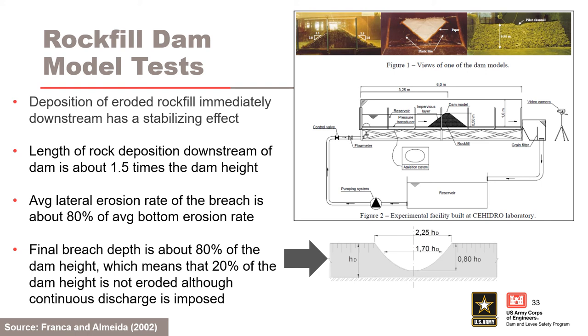The profile along the breach axis presents, at the upstream, a negative concavity, which corresponds to the flow control section. Afterwards, a positive concavity. And finally, at the downstream, a negative concavity, which corresponds to rock deposition downstream of the dam resulting from its erosion.